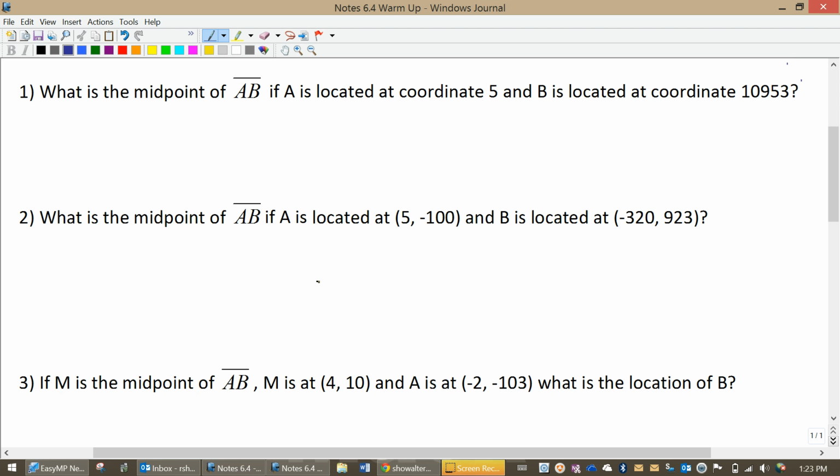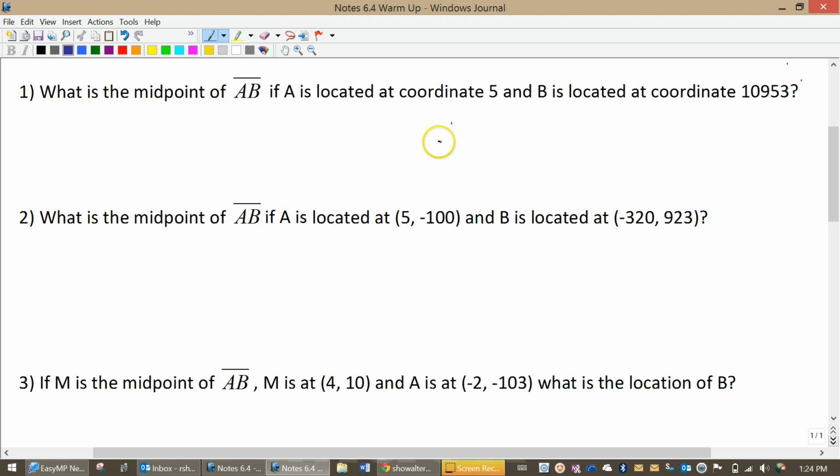This is the summary of all of it. It's the average of the coordinates, all right? And the average between two numbers is add them and divide by 2. Midpoint in general is the average. To find the midpoint is the average of the coordinates.